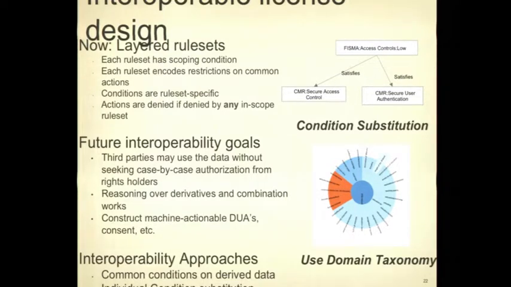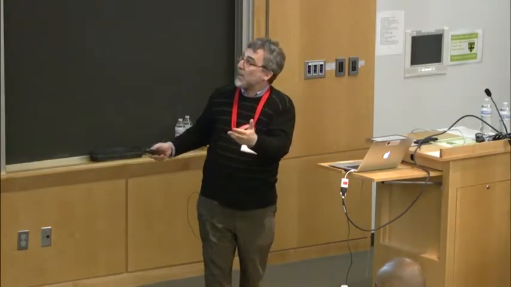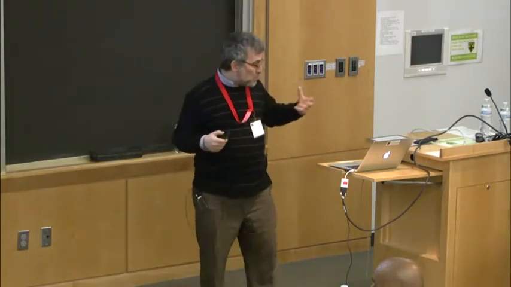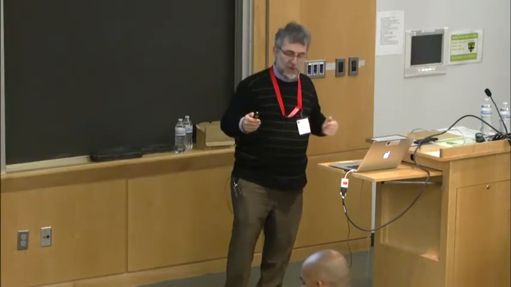Our future interoperability goals are to make these truly portable so that third parties can use the data without seeking case-by-case authorization from rights holders. You could pass this license to someone else and have them use it under the same conditions, without going to a different set of rights holders and re-asking. Then you could reason over how transformations or combinations of multiple data, what the license for that should be. And that you don't have to repeat the same concept over and over in a license.